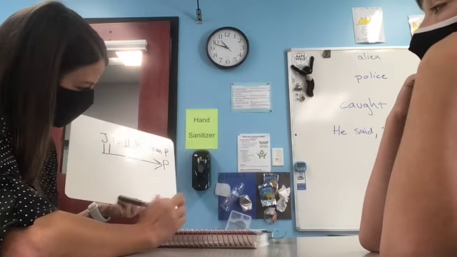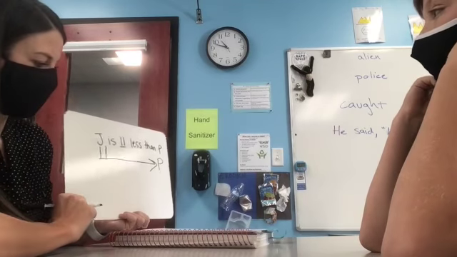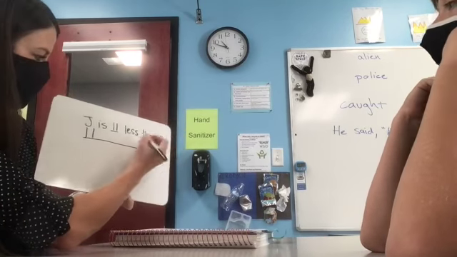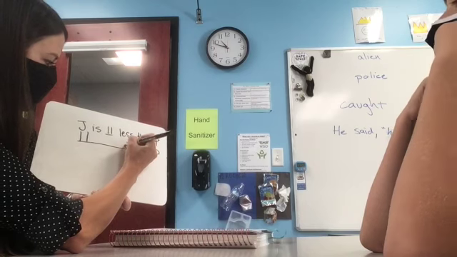There's only one place left for J. It's the other small number, right? So that's where it would go.